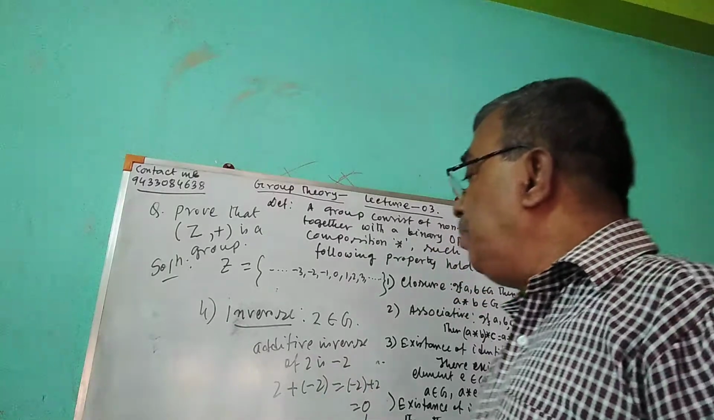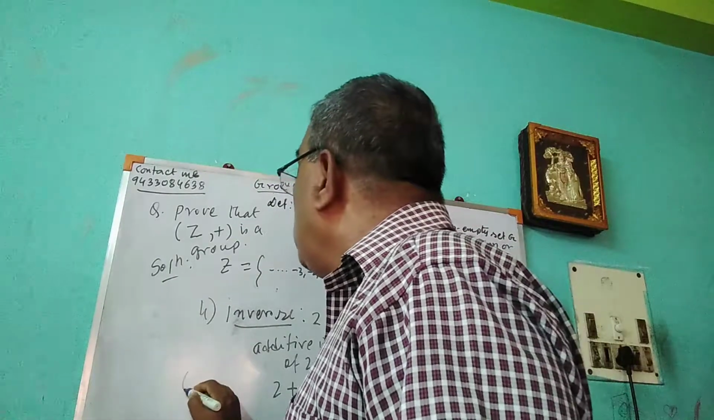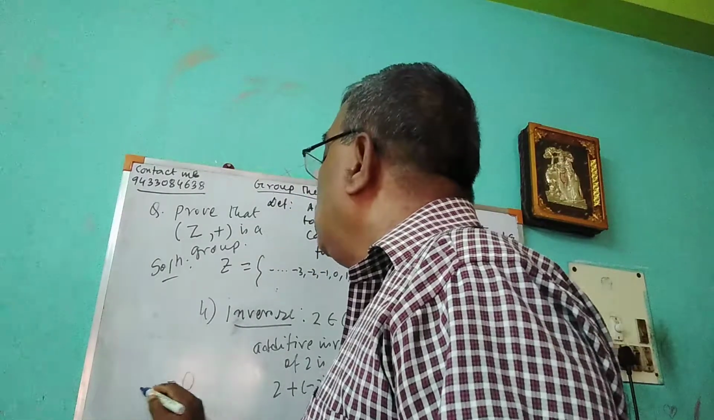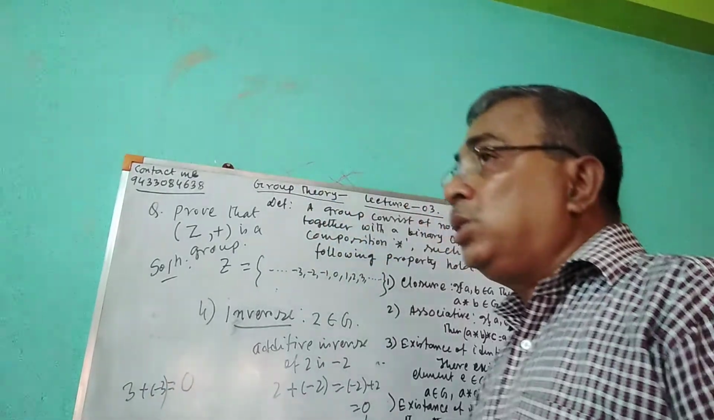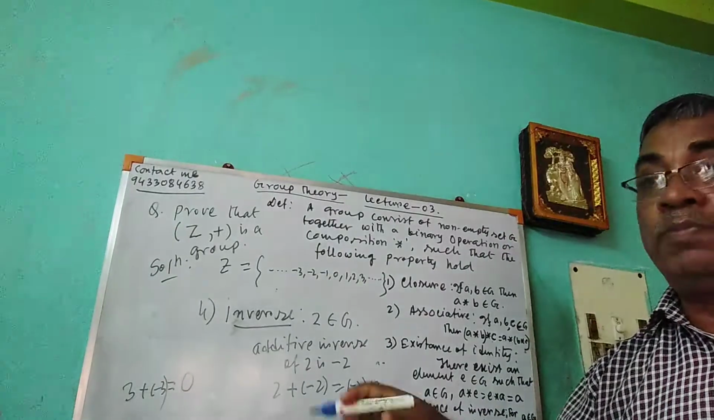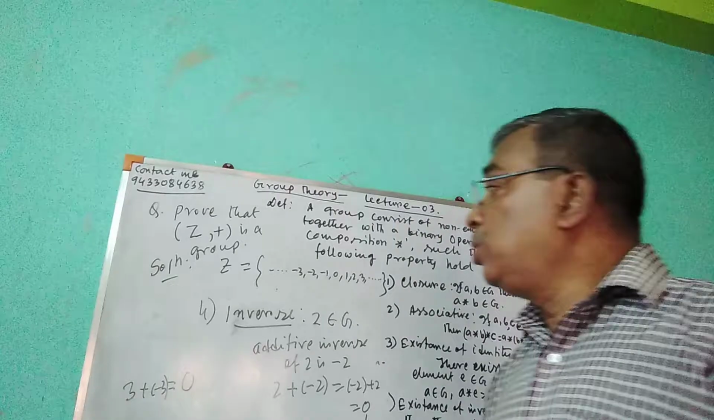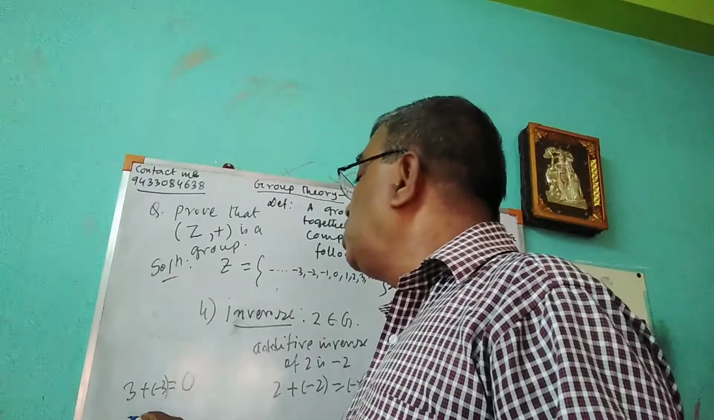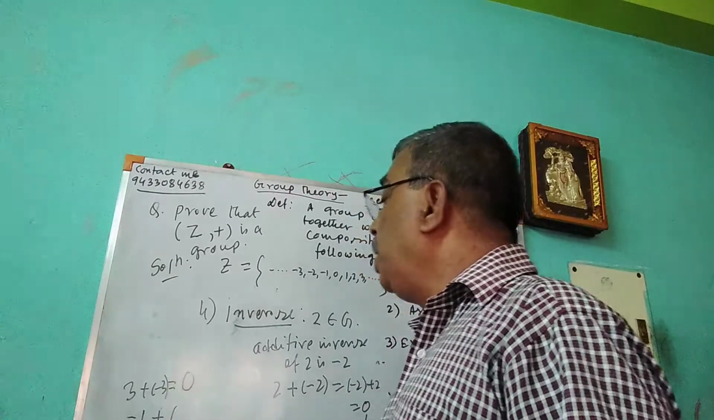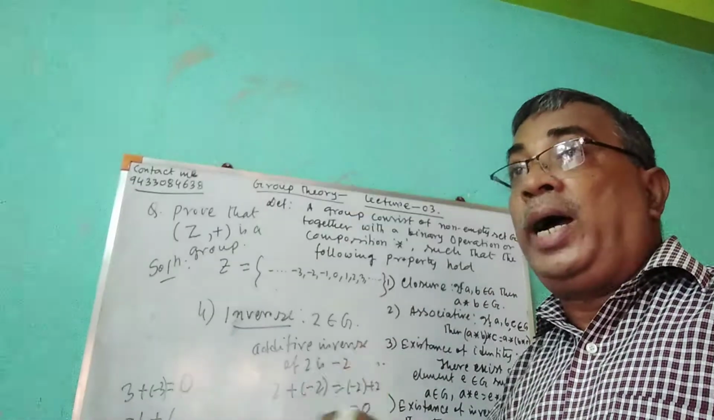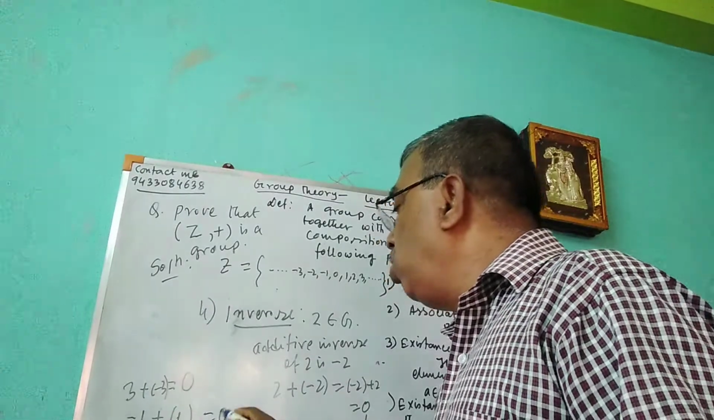Not only 2 here. Suppose you take 3. 0 is the identity element. Now 3 + (-3) is equal to 0, because -3 is the additive inverse of 3. So we get the identity element. Suppose -1, then the additive inverse of -1 is +1. So this plus this is 0 also, the identity element.